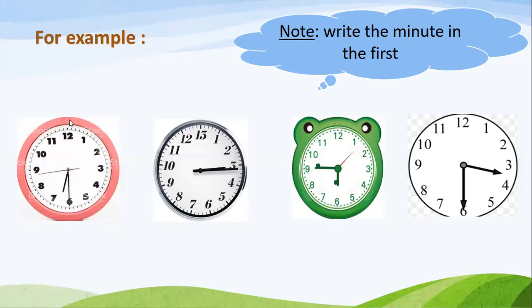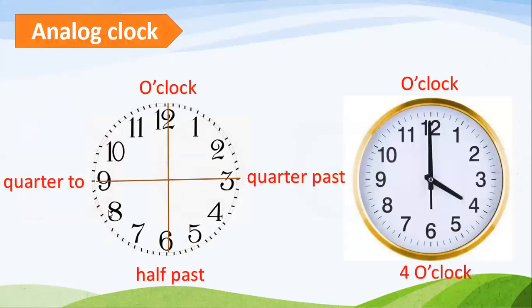Now, let's revise together the 4 main directions of the clock. If it points to 12, o'clock. If it points to 6, half past. If it points to 3, quarter past. If it points to 9, quarter to.